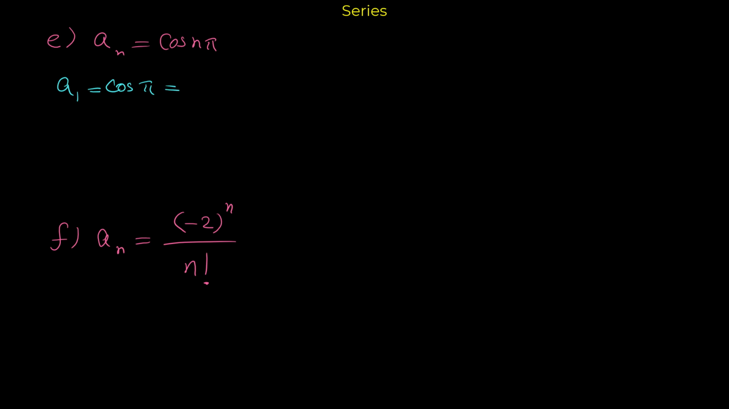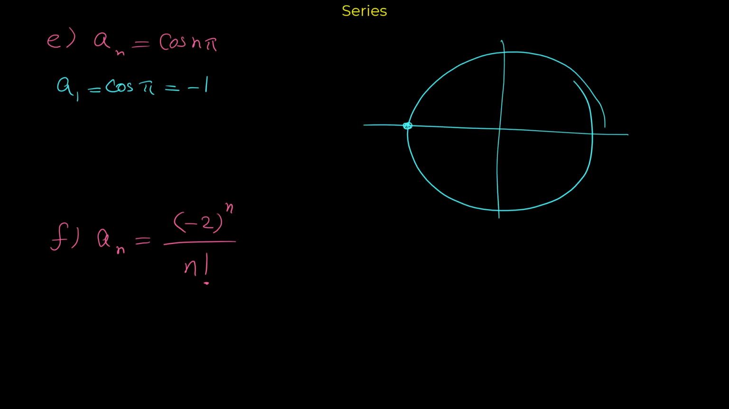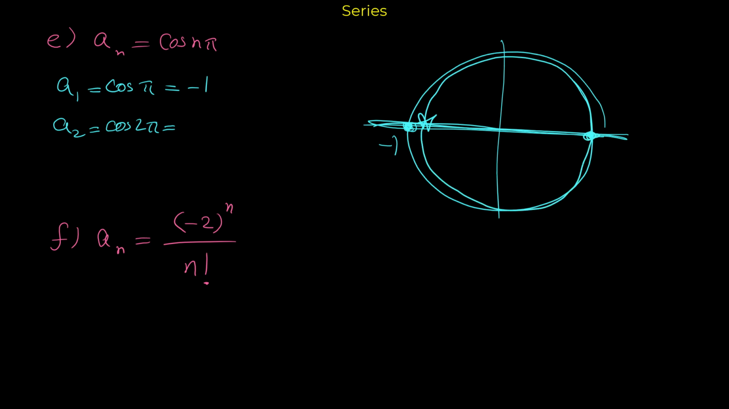If you remember from trigonometry, cosine of pi is negative 1. If you remember the circle, here is pi, and cosine is at the x-axis. At this point, the cosine is negative 1. So the first term is negative 1. What is the second term? Cosine of 2 pi. Where is 2 pi? If this is pi, then 2 pi is exactly a full circle, so we are basically at 0 again. So cosine of 2 pi, or cosine of 0, is 1. The x value of this point is 1.